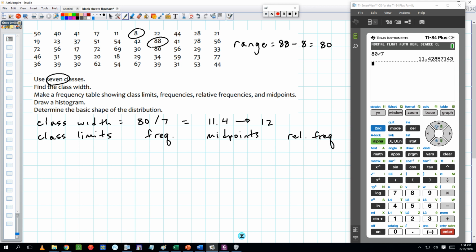Okay? Class limits. You start with your smallest number. And to find the next lower limit, you add 12 to that and you get 20. You don't add 12 to the 8 to get this upper limit. You add it to get the next lower limit. Add another 12. Another 12, another 12, and there's 7 classes.